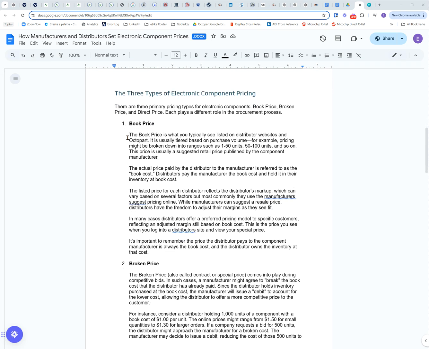Let's start with book price. This is what you typically see on a distributor's website or aggregators like Octopart and FindChips, and it's usually based on purchasing volume. So there'll be a 1 to 50 piece price, a 50 to 100 unit price, and so on. This price is usually the suggested retail price published by the component manufacturer, but it doesn't have to be. The distributors are free to set whatever price they want, but most commonly they use the suggested price.